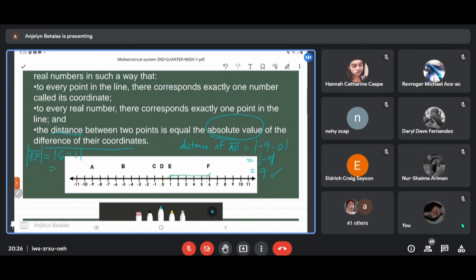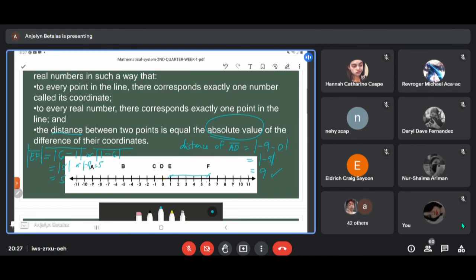6 minus 1, how much is that? We can also do 1 minus 6. 6 minus 1 is 5. So, the absolute value of negative 5, is it the same? How much is the absolute value of negative 5? 5. Okay, 5 units. The distance is answered.